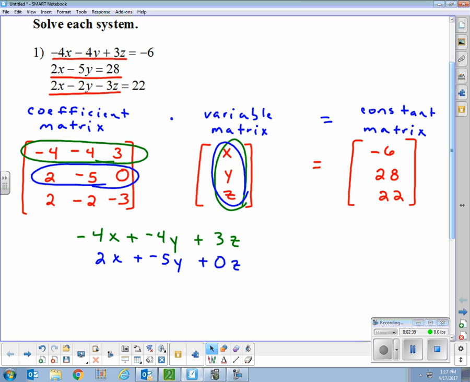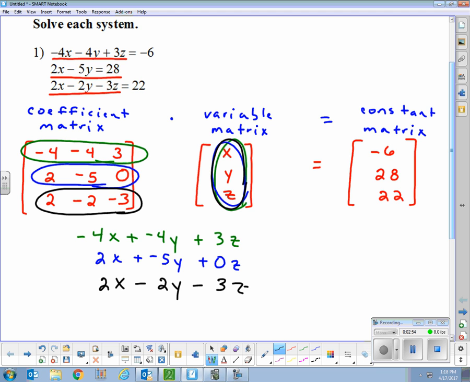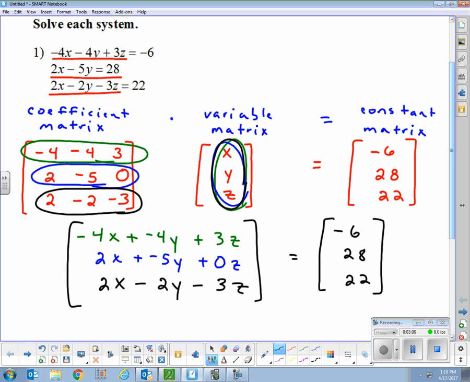And then finally, the third row would be 2 times x minus 2 times y minus 3 times z. And this would equal -6, 28, and 22. And when matrices are equal to each other, their corresponding entries have to be the same. So I hope that you recognize that this is the system: -4x minus 4y plus 3z would have to equal -6, and so forth.